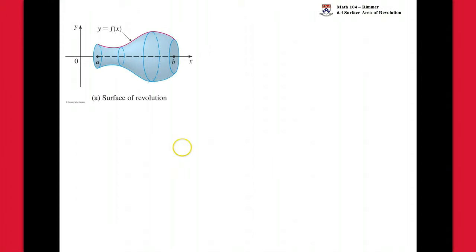Okay, let's take a look at surface area of revolution. Instead of rotating a region about a horizontal or vertical line, we'll be rotating just a curve about the line. We're not interested in the volume of the three-dimensional shape it generates. We're interested in the surface area.